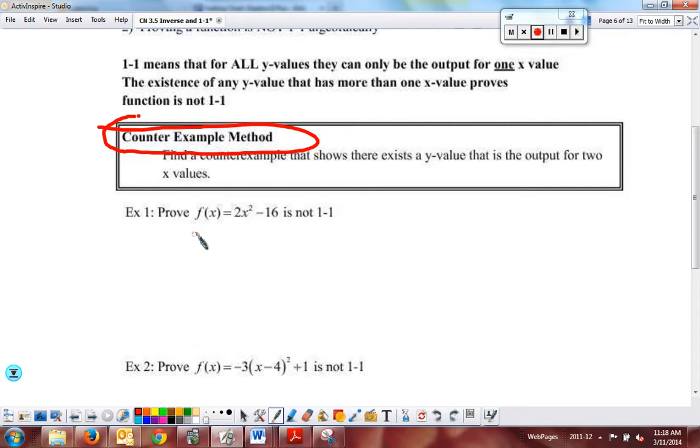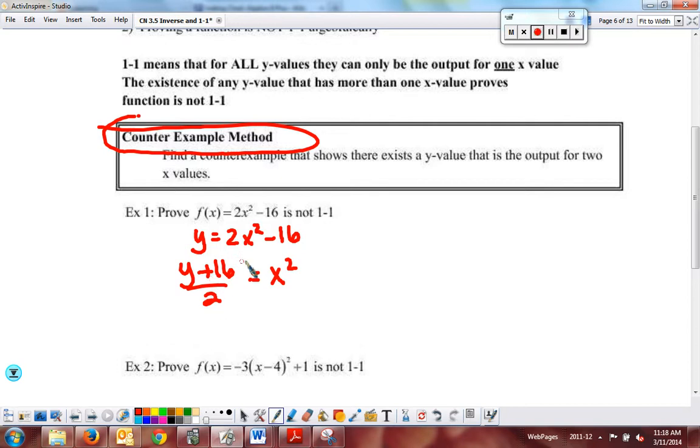Like in this, we're saying y equals 2x squared minus 16. We need to find a y, and usually you try to find a nice one. We want to find a nice y that has 2 x's. Sometimes I do this to help myself out on finding a nice one, because I need (y plus 16) divided by 2 to be a nice perfect square. Maybe I'd use y equal 2.